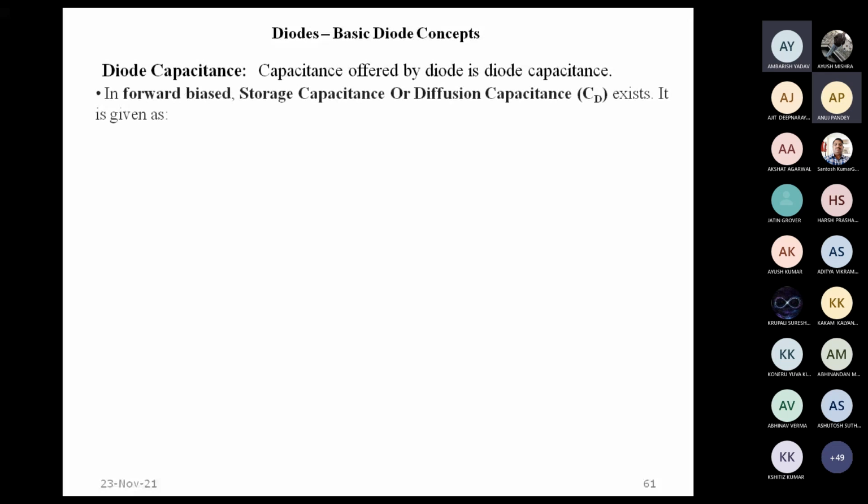Okay, so another parameter which is of interest here is capacitance. So capacitance offered by a diode is of two types. One which is offered in the forward bias direction, and another which is offered in the reverse bias direction. The capacitance which is offered by this diode in the forward bias is called diffusion capacitance CD, and that which is offered in the reverse bias is called junction capacitance CT.